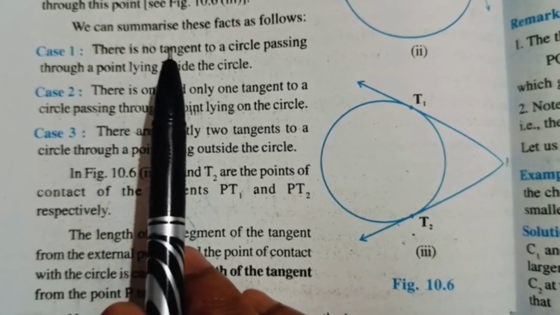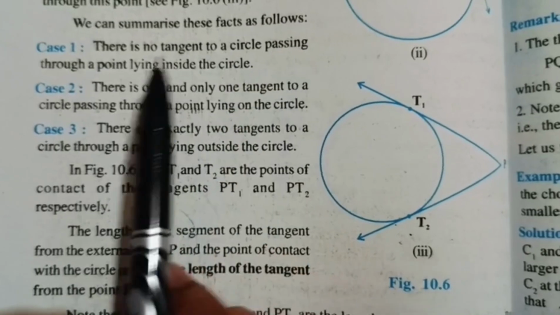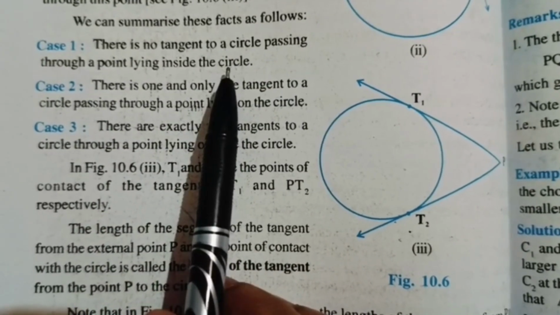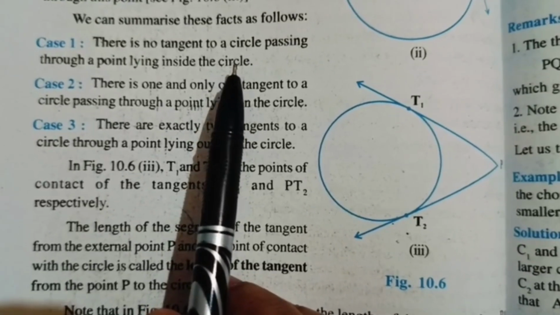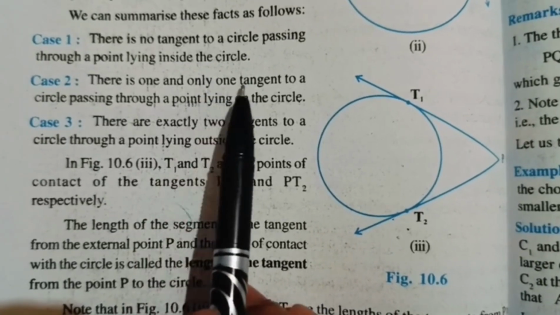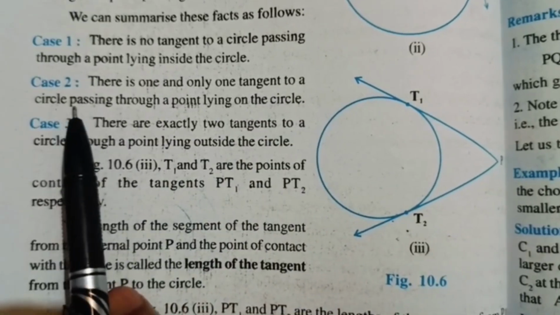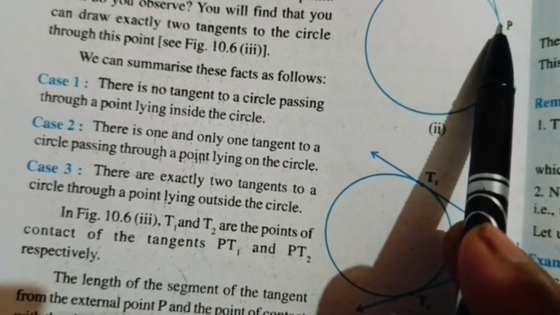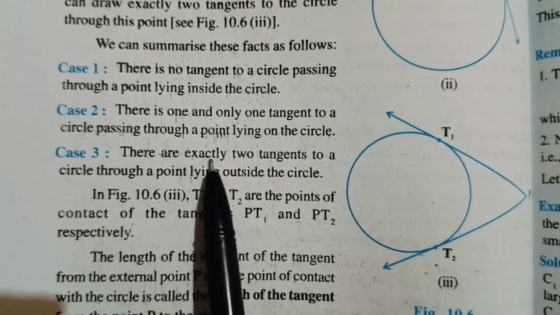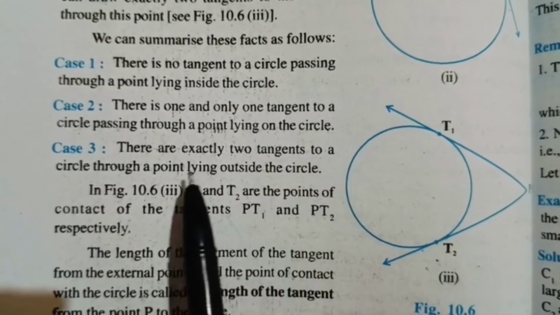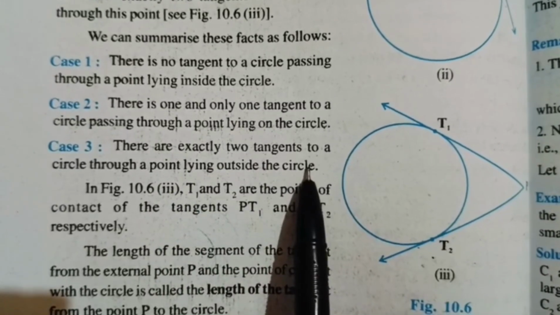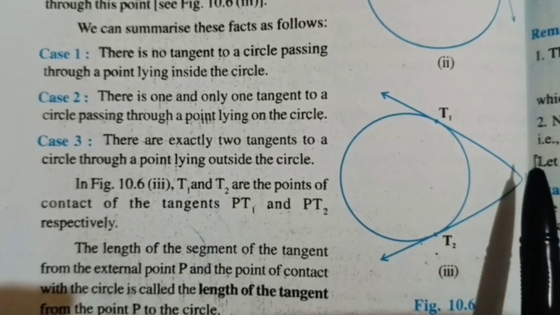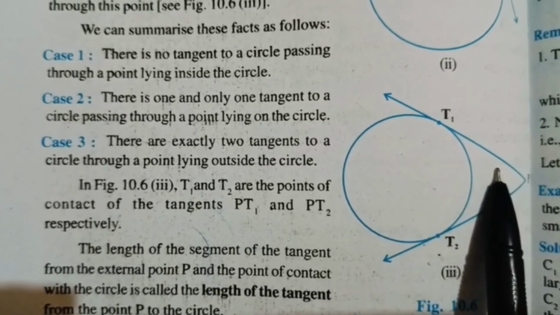Case 1: there is no tangent to a circle passing through a point lying inside the circle. Do you understand this? When the point is lying inside the circle, we cannot draw a tangent. Case 2: there is one and only one tangent to a circle passing through a point lying on the circle. Case 3: there are exactly two tangents to a circle through a point lying outside the circle. These are PT1 and PT2, the two tangents where P lies outside the circle.